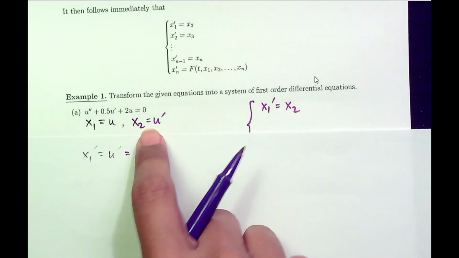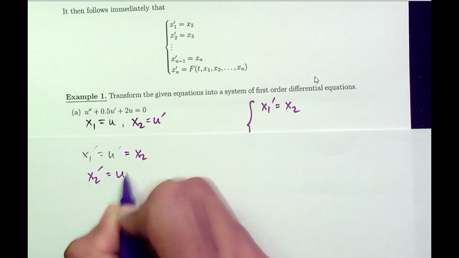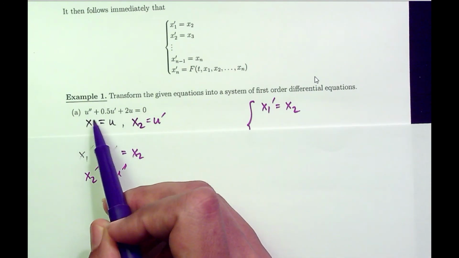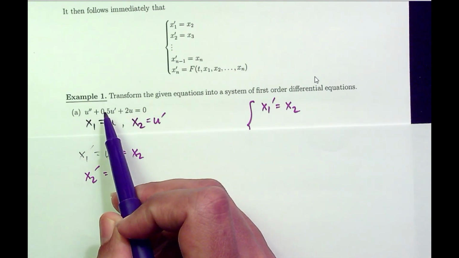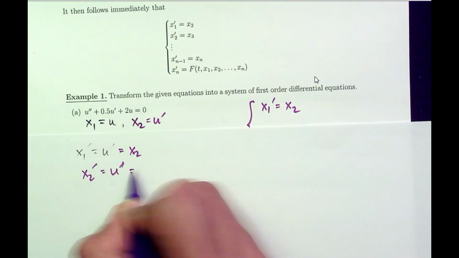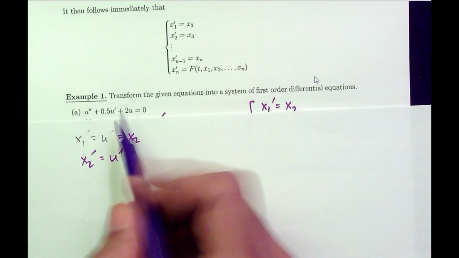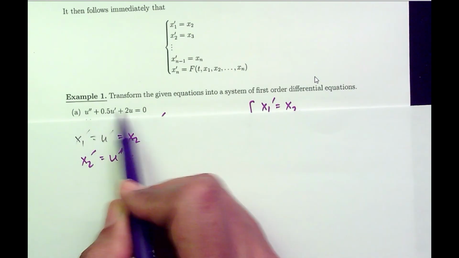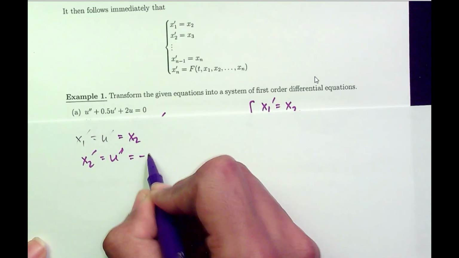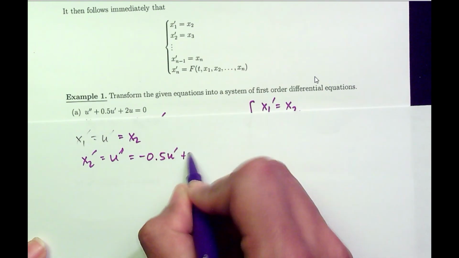Now you take that one and take the derivative. You're going to get x2 prime equals u double prime. What is u double prime? Well, you're supposed to solve for this one. Solve for u double prime. But how do we solve for u double prime? From here, just move these two things to the other side. If you move them to the other side, you're going to get negative 0.5 u prime plus 2u.